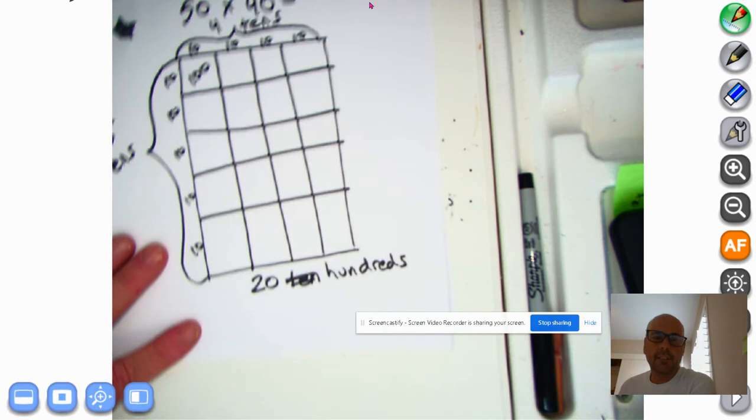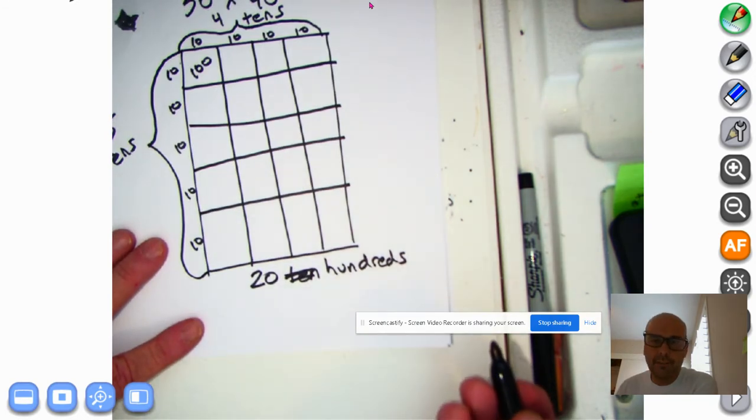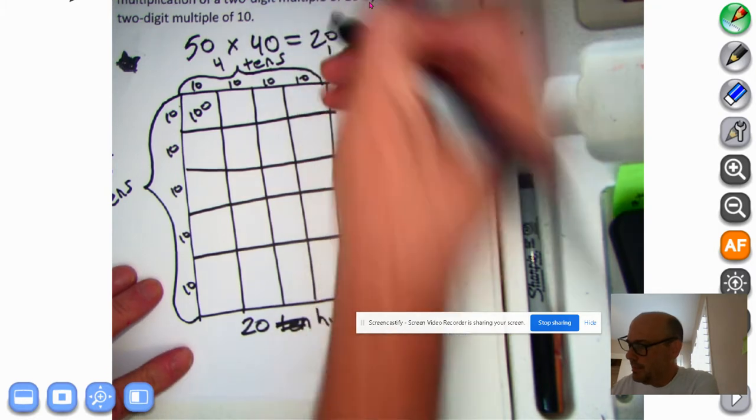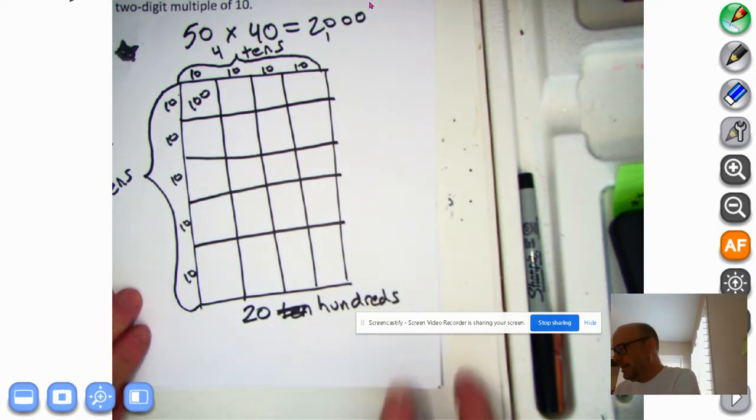And what do 20 hundreds equal? Well, 10 hundreds is 1,000. 20 hundreds would be 2,000. And there we have it. One way to do it. But we're not going to be satisfied with that.